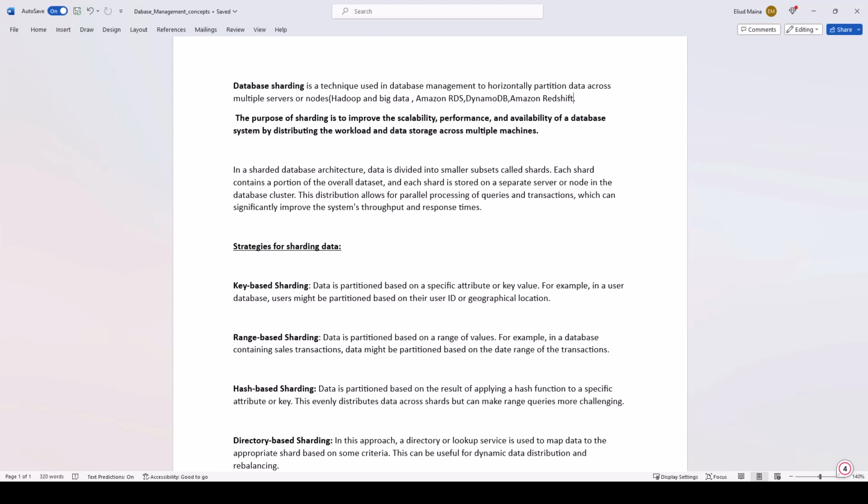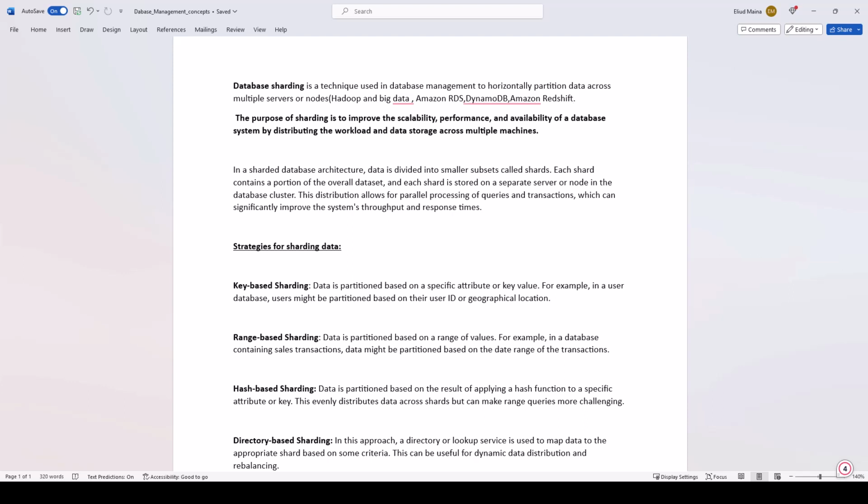And also we can use sharding in distributed systems like Hadoop, in HDFS or distributed file systems. So in Hadoop, sharding is often referred to as data partitioning or data shuffling. It's a crucial aspect of the Hadoop distributed computing framework, especially in the context of the Hadoop Distributed File System, HDFS, and MapReduce.